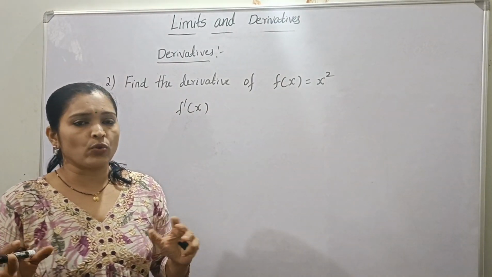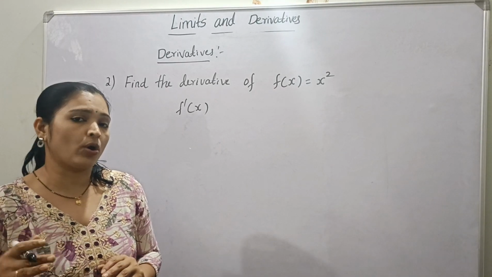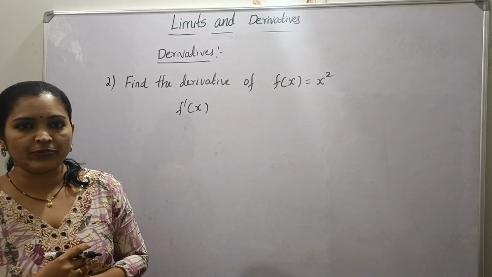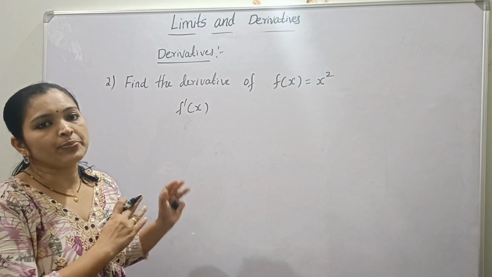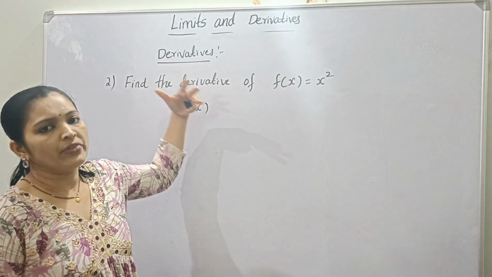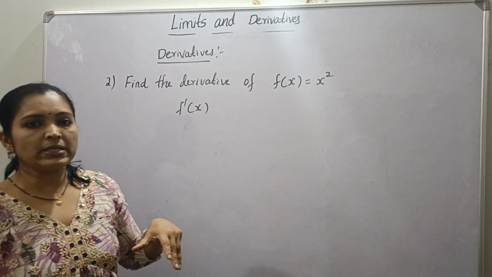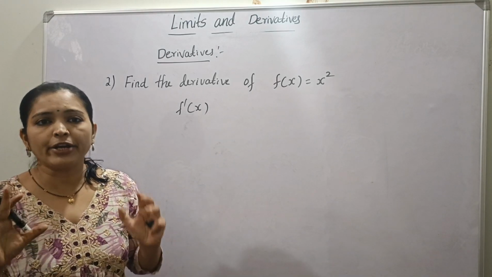If y is equal to x square, sometimes in 12th standard you will find the derivative or differentiation of functions using standard formulas. Here we will apply the definition, which is called the first principle method. In 11th standard you will find the derivative of any function using the first principle method, but in 12th standard you have to apply the standard formulas.